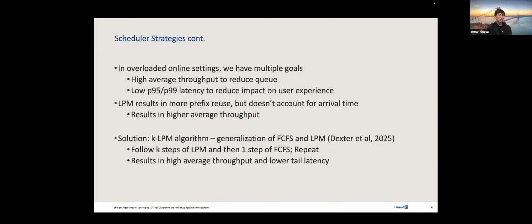For every scheduler cycle in K-LPM, we follow K steps of LPM, where we select the queries that maximize prefix reuse and throughput. Then we insert one step of FCFS, which allows the oldest waiting request to be processed regardless of prefix similarity. This cycle then repeats continuously. By periodically inserting the FCFS step, K-LPM ensures that no query starves indefinitely, while still benefiting from most of the throughput gains of LPM.